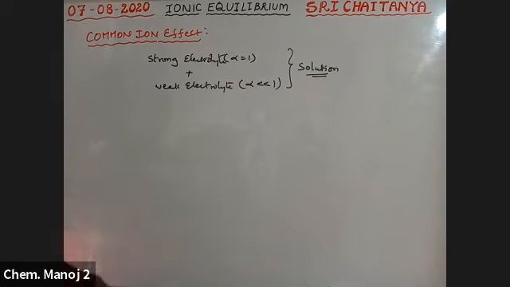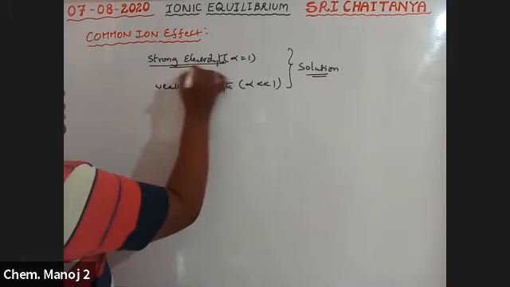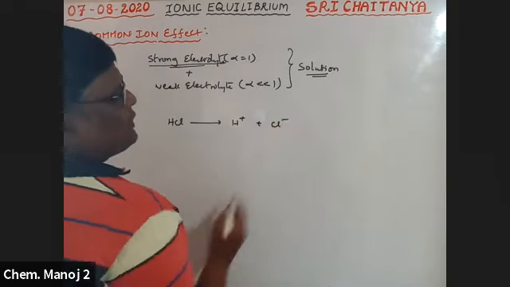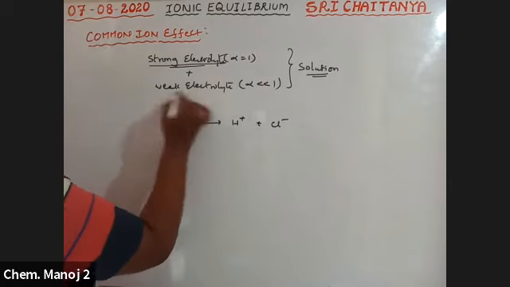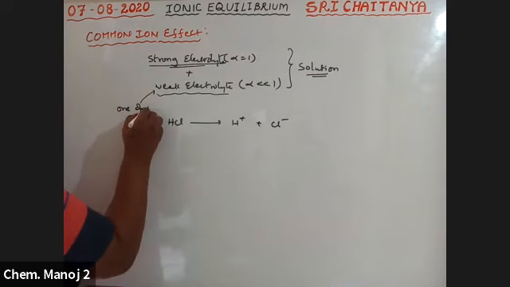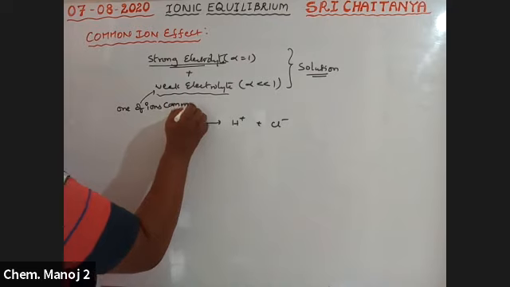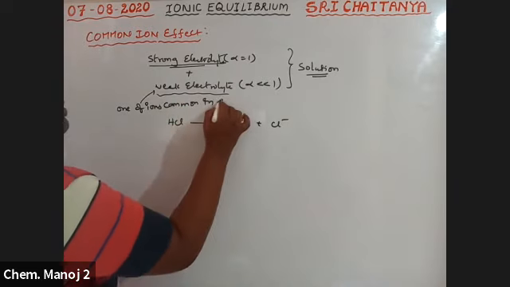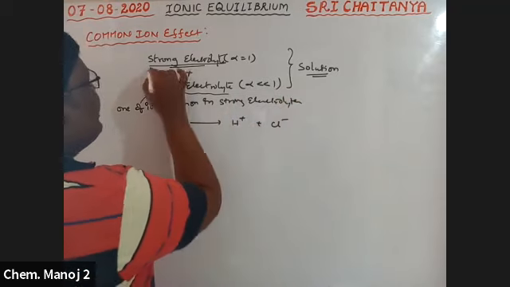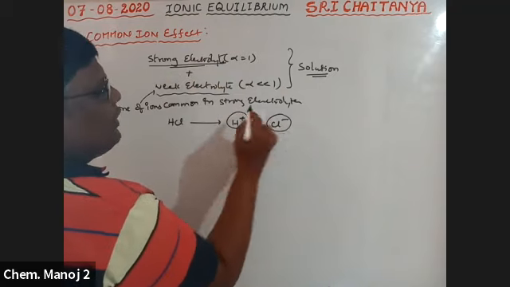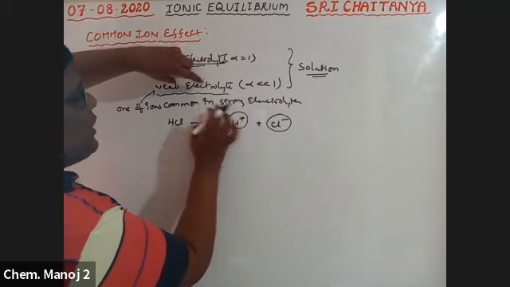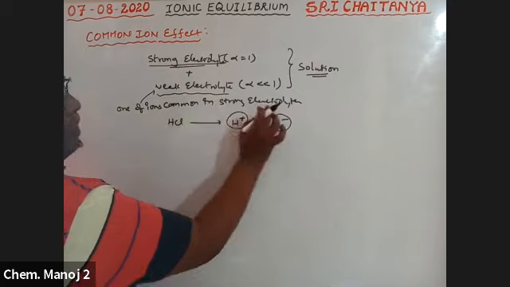Okay, so let us take an example. For the strong electrolyte, I am taking HCl, which is completely ionized. That means H⁺ ion and Cl⁻ ion. Okay, so take another, weak electrolyte. How, sir? This weak electrolyte contains one of the ions common to the strong electrolyte. That means here some ions are there, H⁺ and Cl⁻ ions. These are from the strong electrolyte. So consider this weak electrolyte. At least one of these two ions must be available in the weak electrolyte.